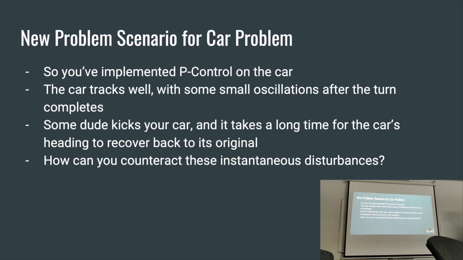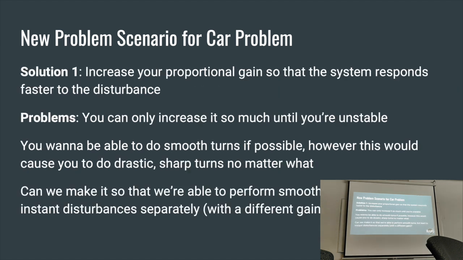Anyone have any clues? This one is a little bit tricky. I totally wouldn't have guessed it either, so I'm going to keep going. So one thing you can do is increase your proportional gain, right? So that your system responds faster to the disturbance. That's a totally valid thing to do. As we mentioned, the system responds faster based on the gain. If I set it higher, if the dude kicks my car, I'll respond faster and I'll keep on going straight faster. The issue is that you can only increase it so much until you become unstable, right?